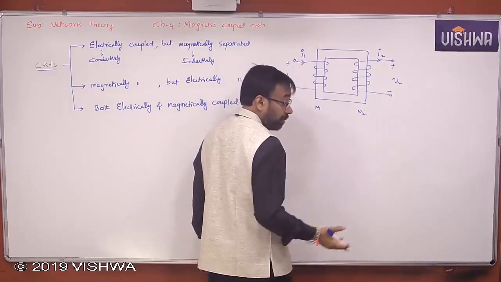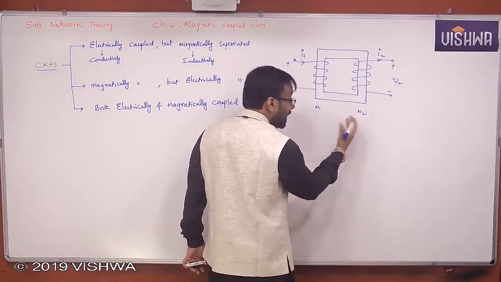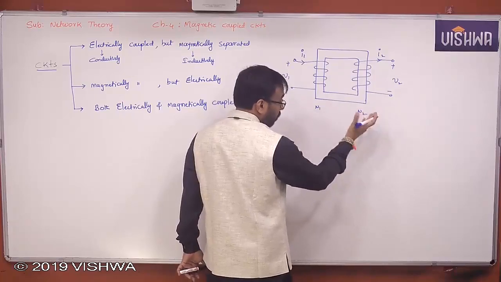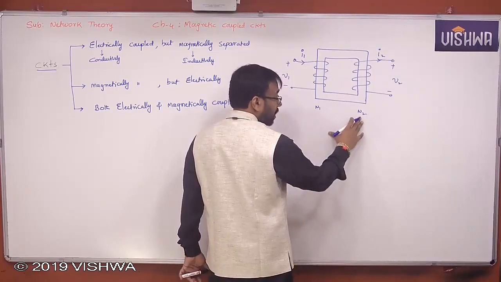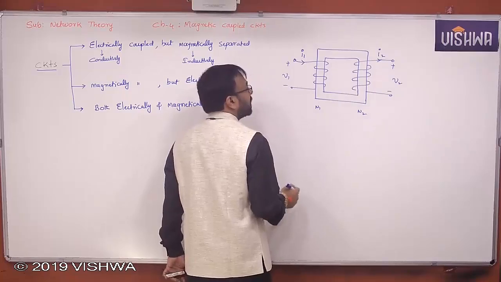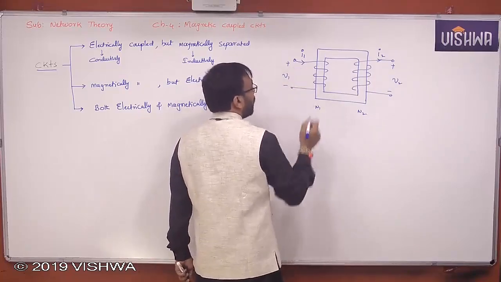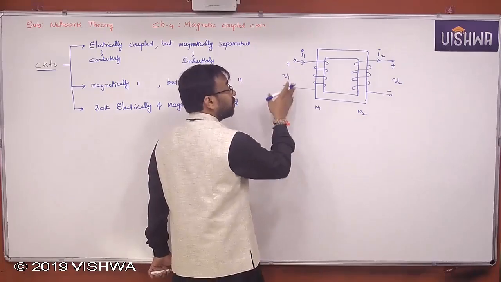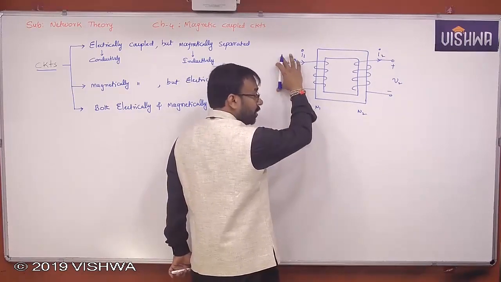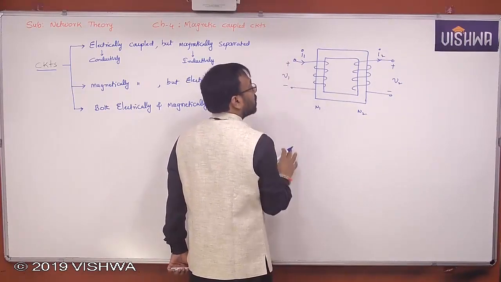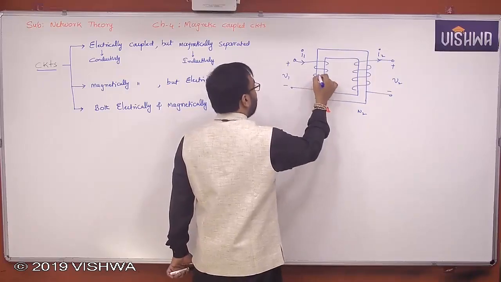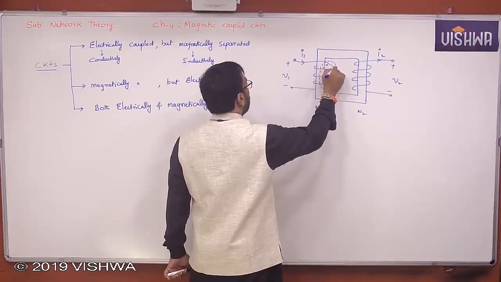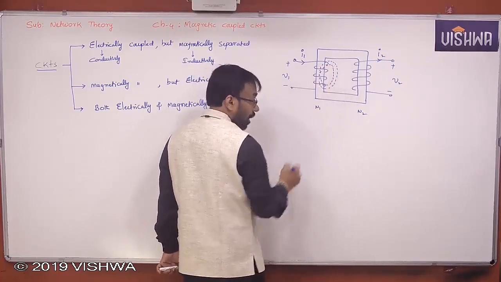N1 less than N2 is step up, N1 greater than N2 is step down, isn't it? N1 is less than N2, then it is a step up transformer. So if you energize the transformer here in the primary winding, when you send some current through it by connecting an energy source across the primary terminals, then what will happen? There is some flux which is connecting only to the primary winding.